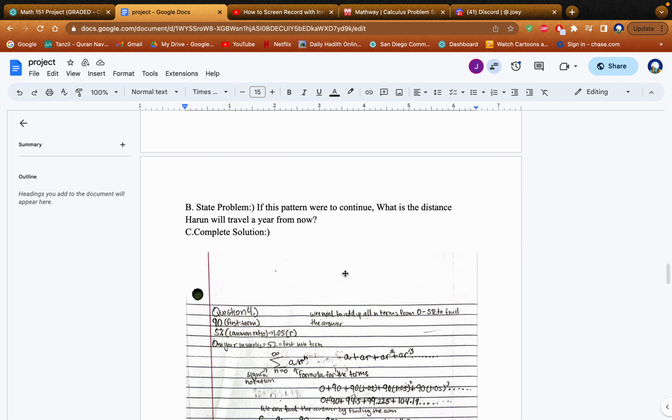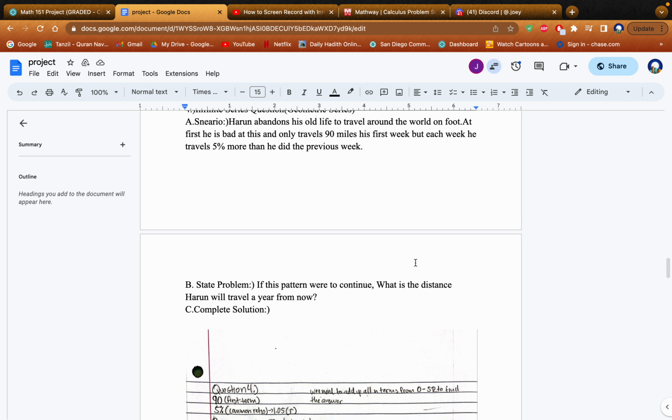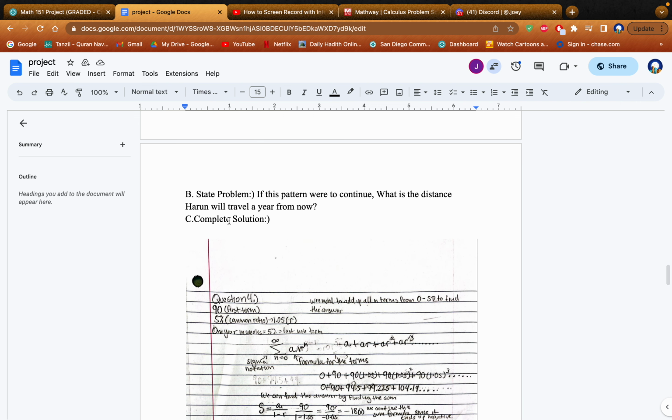And our problem? If the pattern were to continue, so he just keeps going and going, 5% more each week, what is the distance Harun will travel a year from now?